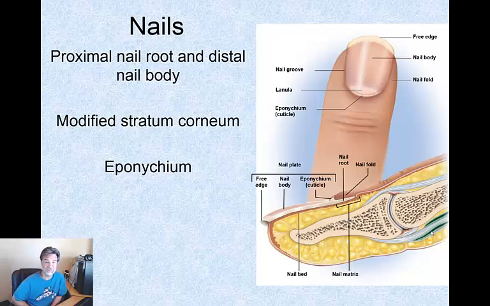The eponychium is a name I would have had for my second or third daughter. So would have been interesting, right?